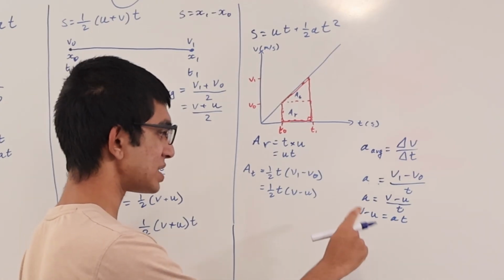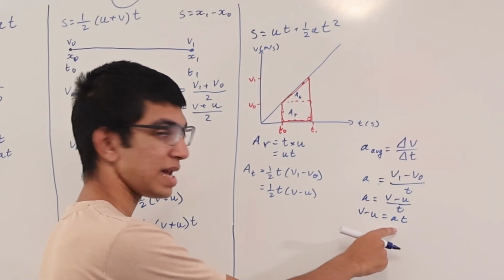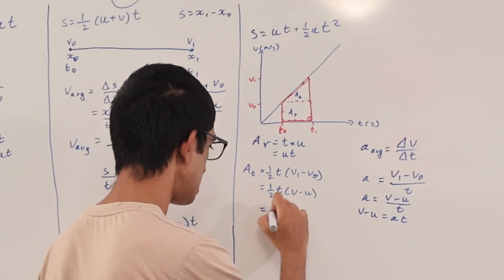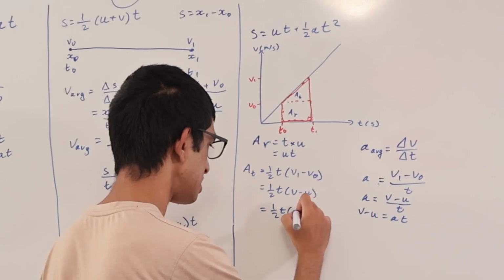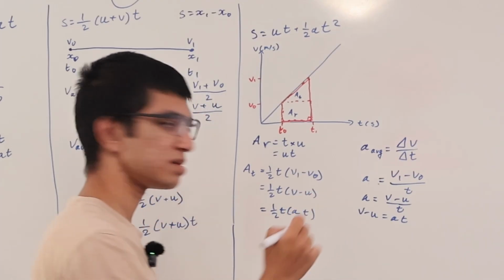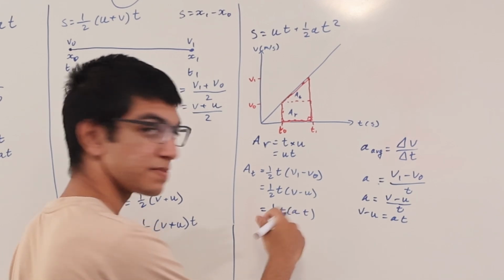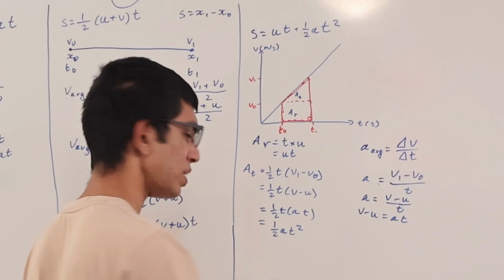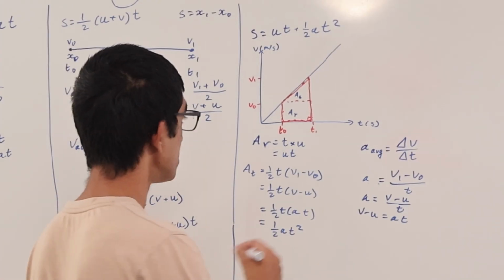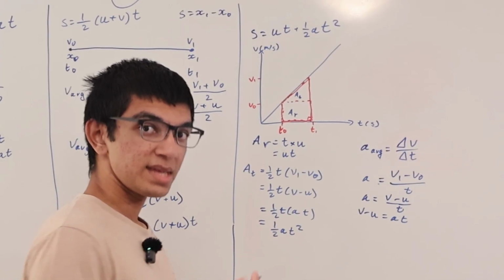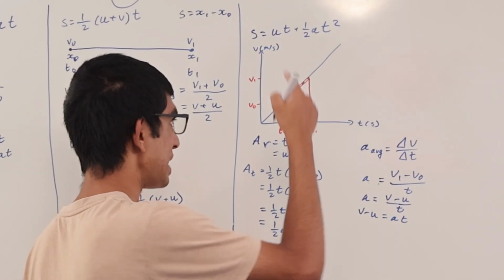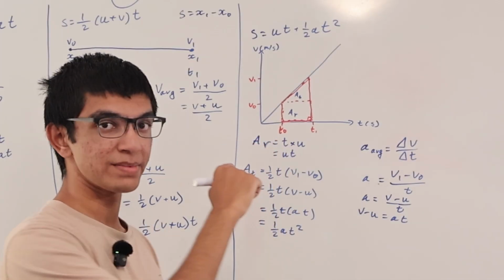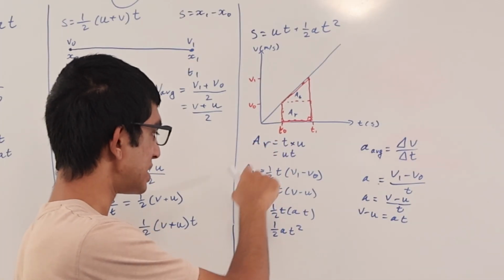So, like I said, we can substitute a times t into v minus u. So we get a half t times acceleration times t. And expanding it out, we get a half at squared. So we know that the displacement is equal to the area under this velocity time graph, and the area under the velocity time graph is given by AR plus AT.